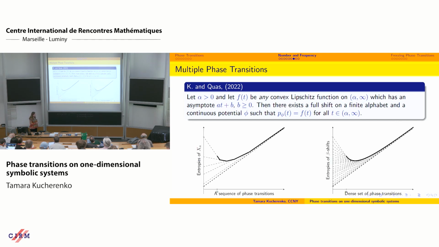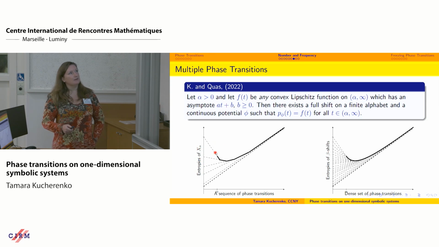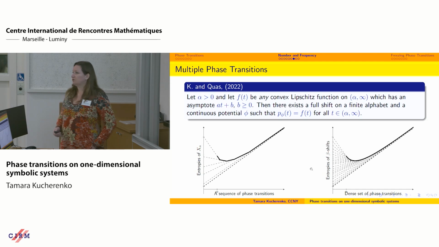So let me remind you what we had before. We constructed a pressure function that was piecewise linear. And here we had entropies of my shifts X_n, and we get a sequence of phase transitions. Now, if you want to have a dense set of phase transitions, I would have to have a bunch of corners here. So I would have to fill the whole interval with entropies of equilibrium states of those phase transitions. So our first problem was to find shifts whose entropies fill up the whole interval. And we picked beta shifts for that.